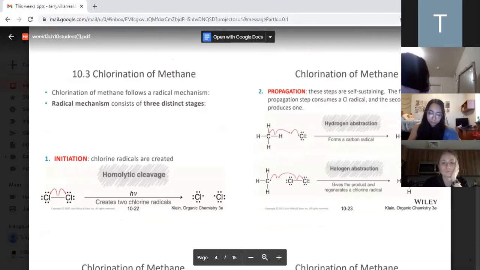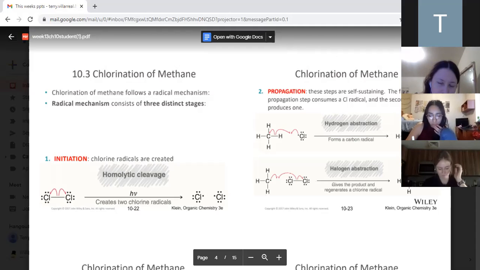Okay, so let's talk about the chlorination of methane. Whenever you have an alkane of some sort, like CH4, methane or ethane or whatever, what's the only reaction mechanism that you can use to do something to an alkane? Do you guys know? Halogen? Not just any halogen, radical.